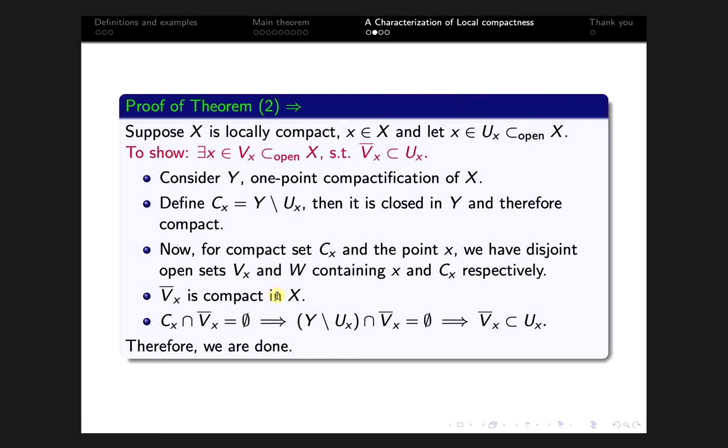Now Vx intersection with W equals empty. This implies Vx is contained in Y minus W. Therefore Vx closure is contained in Y minus W, and Y minus W is contained in X. Therefore Vx closure is contained in X.